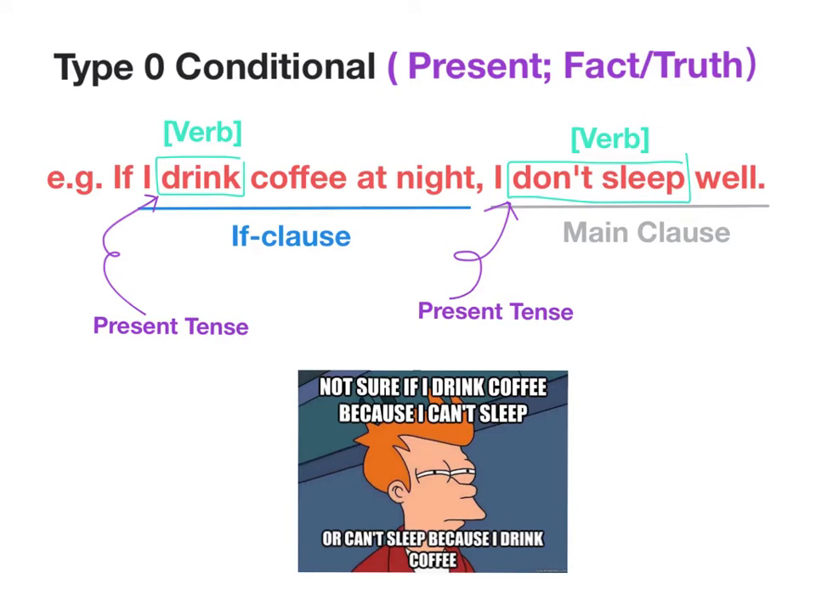And in a type 0 conditional sentence, how do we identify it? We look at the verbs in the if clause and main clause. The verb in the if clause here is drink, and the verb in the main clause here is don't sleep. And in a type 0 conditional sentence, both verbs in both clauses will be in present tense. This is how we distinguish type 0 conditional.